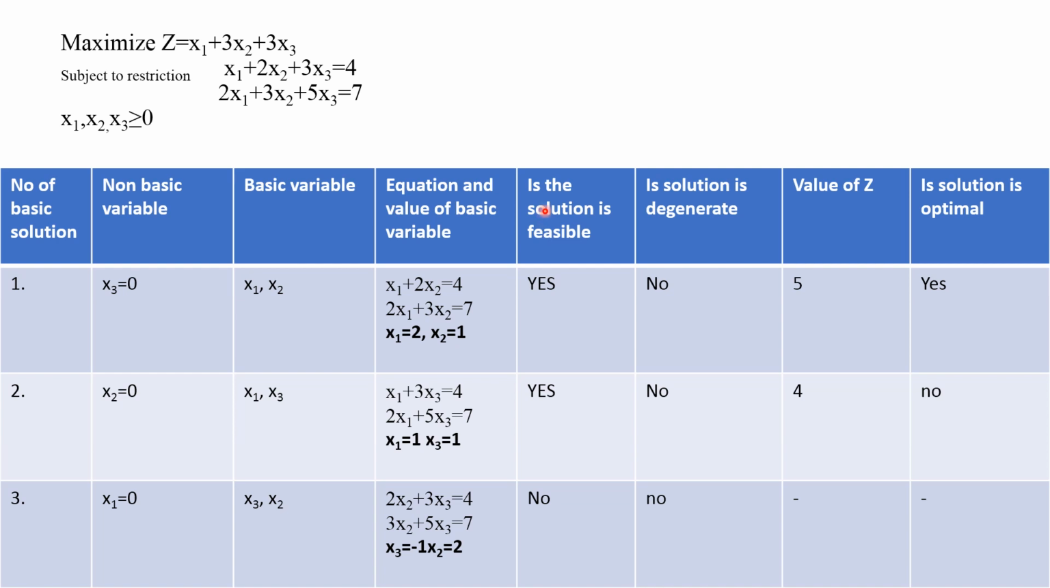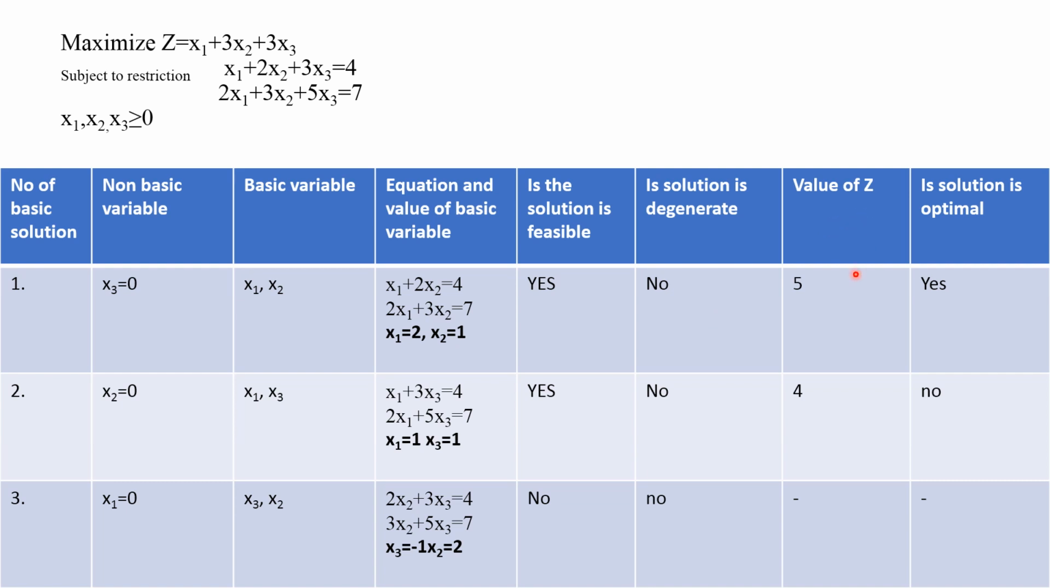So the first question: is the solution feasible? Yes, it is feasible because both values of x1 and x2 are greater than or equal to 0, meaning it satisfies the non-negative restriction. Is the solution degenerate? No, it is not degenerate because both values are greater than 0. They are not equal to 0, so it is not a degenerate solution.